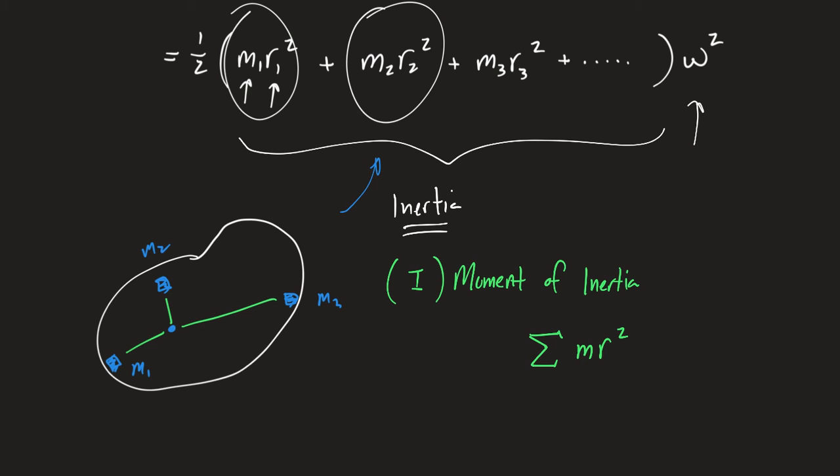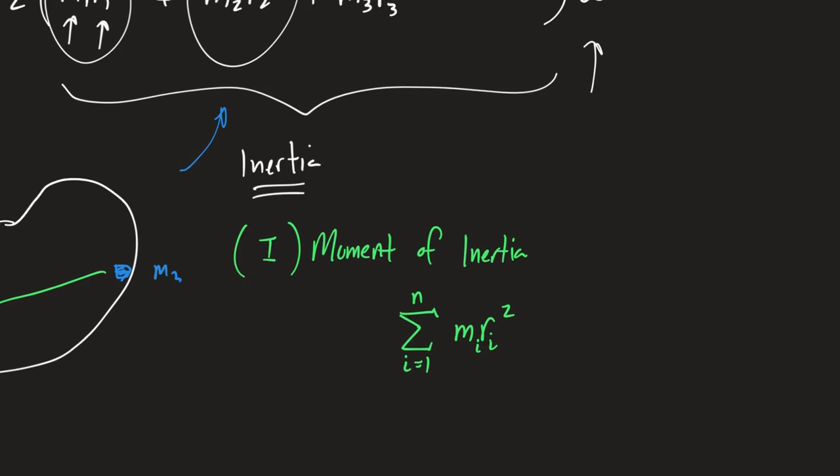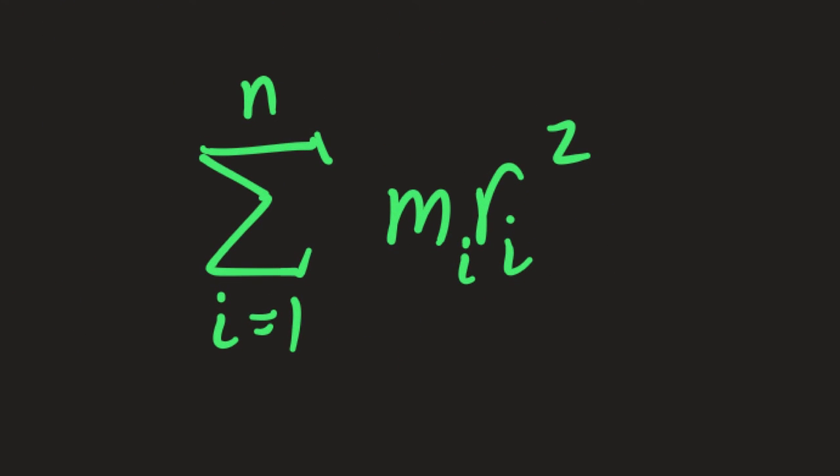So I would have to label each one as being I, and I would start with piece 1 all the way to the last piece, n. And I would say take mass 1 times R1, then mass 2 times R2, then mass 3 times R3. But this is what the summation looks like. If I wanted to write this as a summation, it says take your object, break it up into n number of pieces, and add up m r squared for each piece.